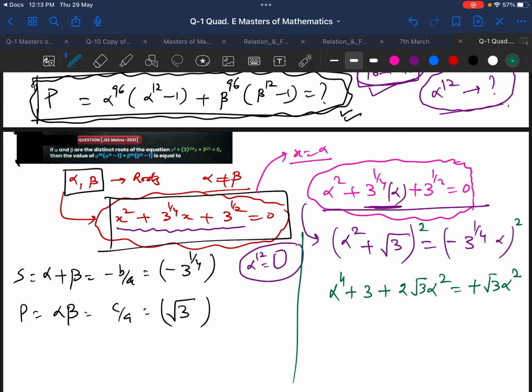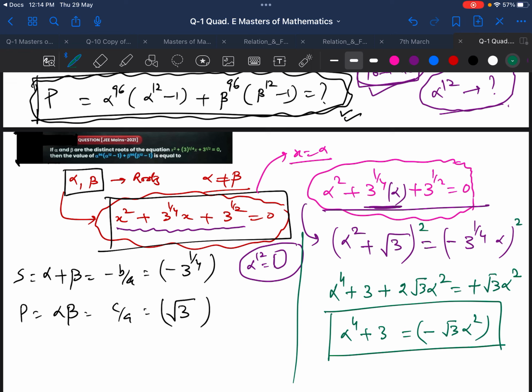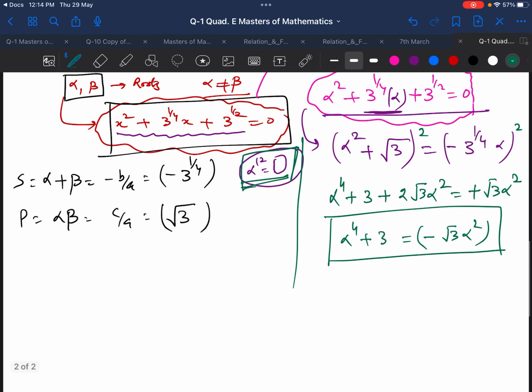So I can see that alpha 4 plus 3 can be written as minus root 3 alpha square. Is it okay? I have reached alpha raised to power 4, and my target is to reach alpha raised to power 12. In the next step I will square both sides again. So alpha raised to power 4 plus 3, whole square, equal to minus root 3 alpha square, whole square.